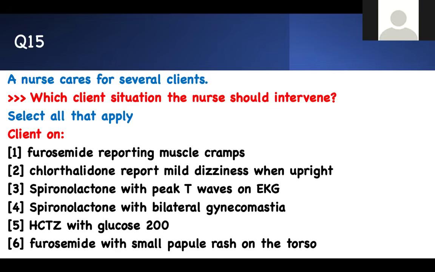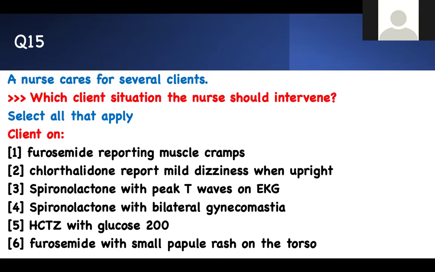This one, first one, furosemide is a loop diuretic. It's a sulfa drug. It causes hypokalemia. Signs of hypokalemia, it's muscle cramp. That situation we got to worry about. Chlorothalidone is a hydrochlorothiazide derivative. They are also diuretics. They cause hypokalemia. They increase your glucose. They cause uric acid to increase. Those are all signs. But because of orthostatic hypotension, reporting mild dizziness when upright is not something you should intervene on.